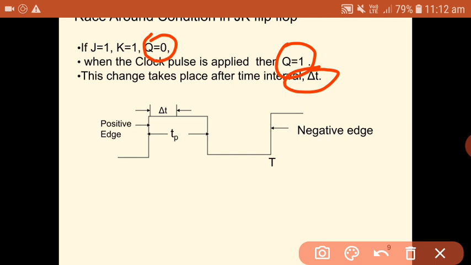Let us say at time t is equal to 0, you are applying the inputs, that is J is equal to 1 and K is equal to 1 and Q is equal to 0.